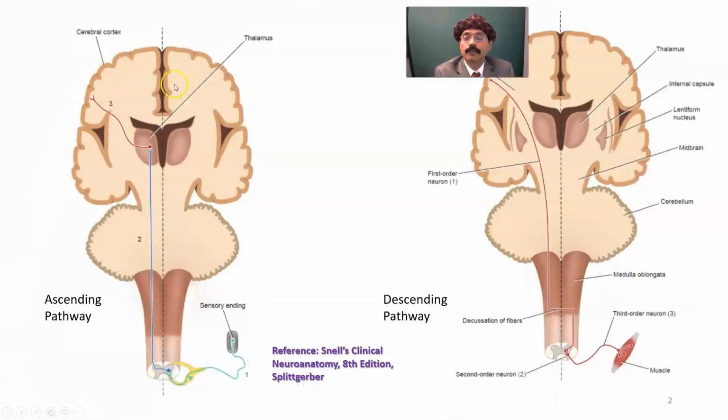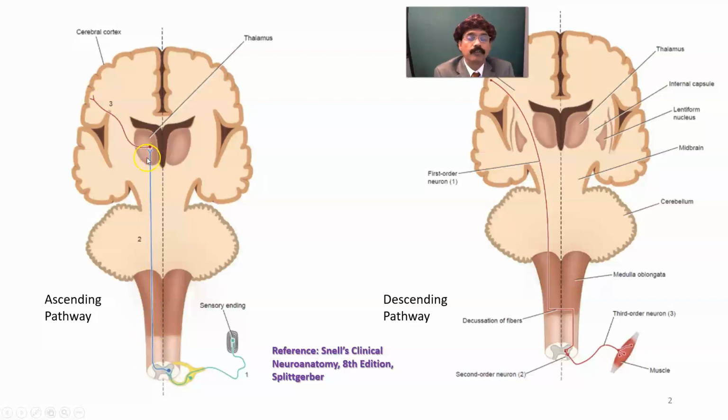This is the simplest way of the ascending pathway. We have the receptor, then the posterior root ganglion with the first order neuron. In the spinal cord, we have the neuron in the substantia gelatinosa, or the neuron present in the lower part of the medulla oblongata, that is the nucleus gracilis and nucleus cuneatus. This is the second order neuron. That should go to the thalamus, then to the sensory cortex of the cerebrum.